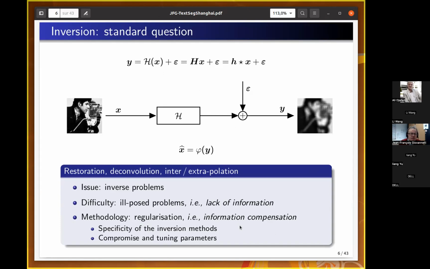It has two specificities. The first one is the specificity of the inversion method. It is difficult to build an inversion method that will apply to any problem because it is specific to the information that is accounted for, for example, textures or positivity or smoothness or contours. The other idea is the idea of compromise. Since we have two sources of information, one coming from the data and another one coming from prior information to compensate for missing information, we have a compromise to strike, tuning parameters.